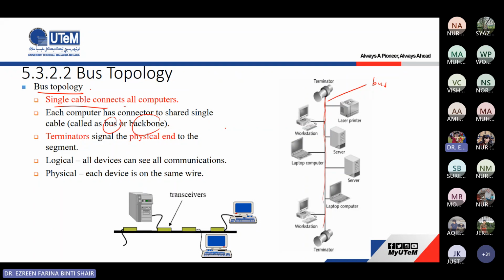Look at here. At the end of this single cable and also at the start, we have the terminator. The terminator is to signal that this is the physical end of the segment. Logically, for the bus topology, all devices can see all communications and each device is on the same wires. All of these devices are connected to a bus or backbone.